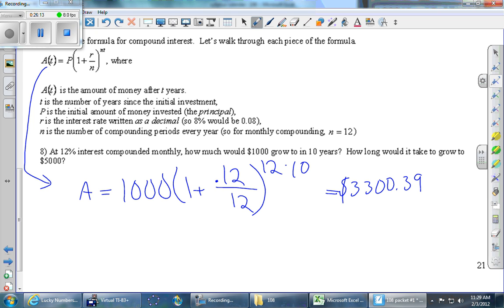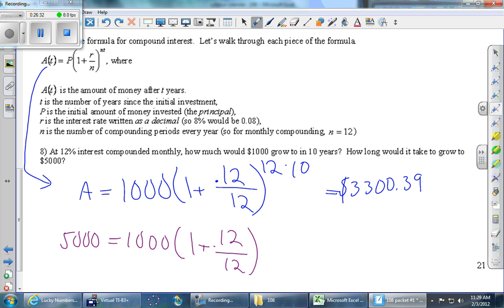Okay. And then the follow-up question says, how long would it take to grow to $5,000? So same kind of setup, but in this case, we know A. A is the future amount, the one you want. It's 5,000 bucks. Everything else is the same, but what's the unknown now? Is T. We need to figure out how long it takes. So instead of 12 times 10, it's a 12 times T, some unknown time.